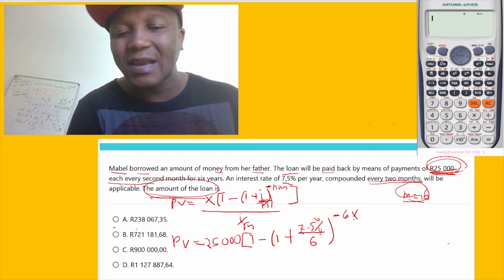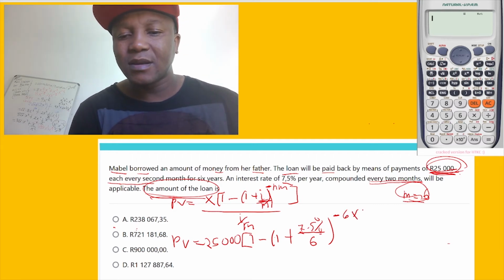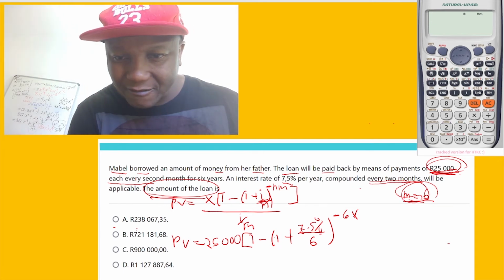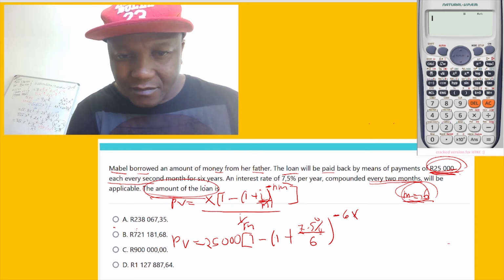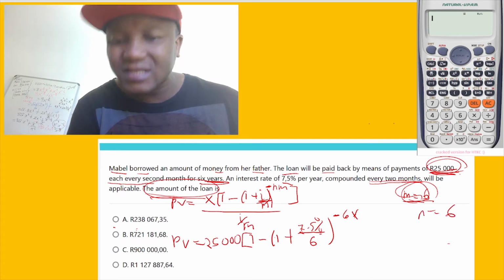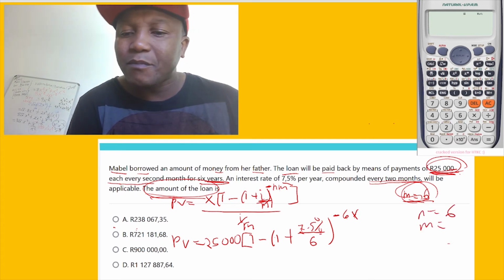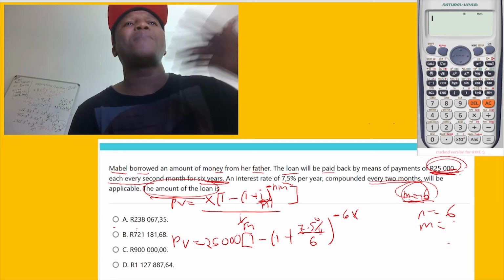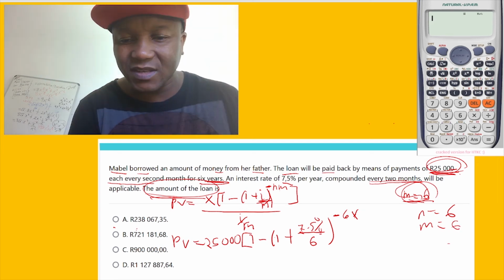You multiply by N, the number of years. N equal to 6 years, but it's minus. And M, how is it compounded? M times N means 6. How many years? For 6 years. So N is the number of years, which is 6, and it was compounded every 2 months. How many 2 months in 1 year? That's 6. So 6 times 6.